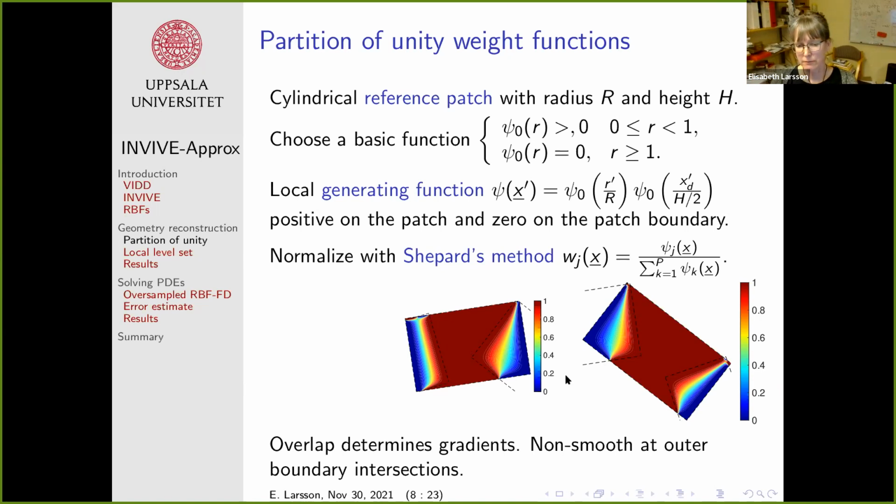1 together. But the trick here is to avoid having large gradient, and wherever two patches intersect at an outside boundary, you will have an infinite gradient, because the distance where you go from 0 to 1 becomes 0. So we need to make sure that the intersections are away from the data that we want to approximate.